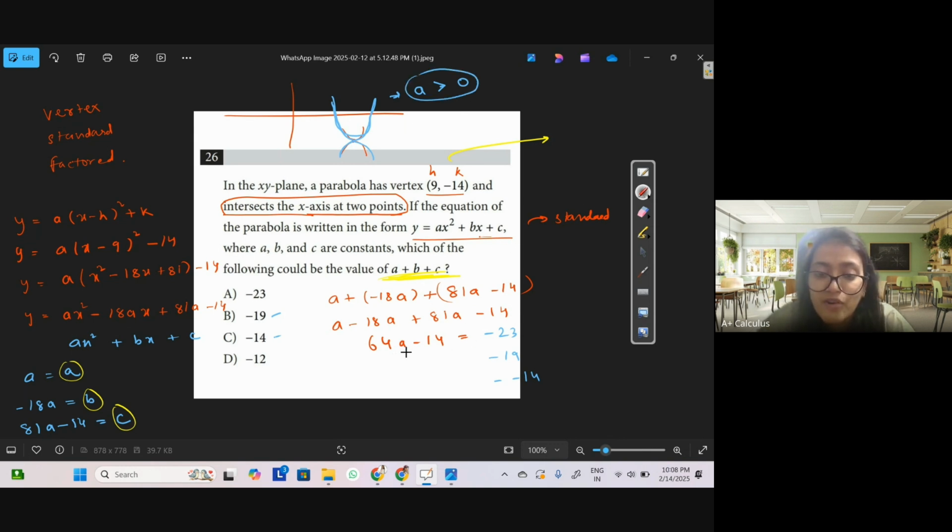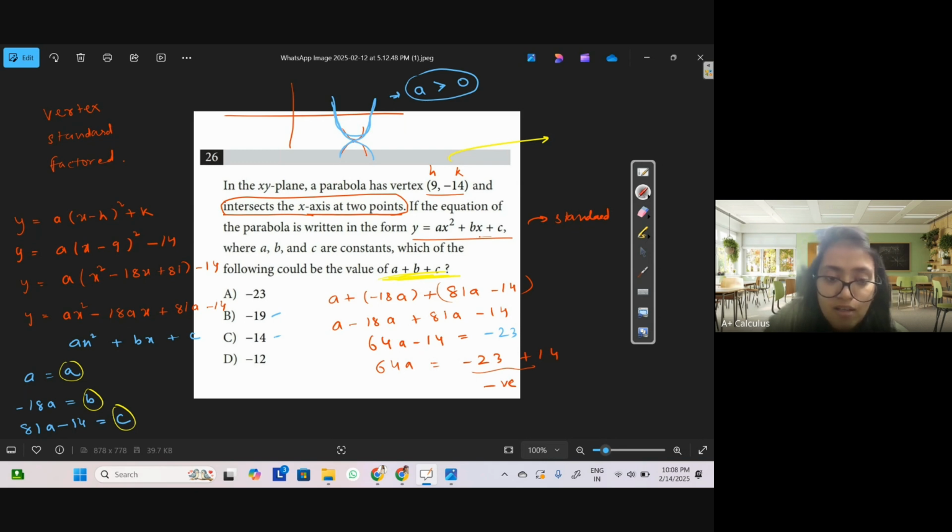So if 64a minus 14 is equal to negative 23, solve it for a and see if you get a as a positive number. This will not give you positive. 64a will be equal to negative 23 plus 14. This will be a negative number. So a will be a negative number, okay? And if you see all the answer choices, you will realize that if 64a minus 14 is negative 12, then only a will be positive.